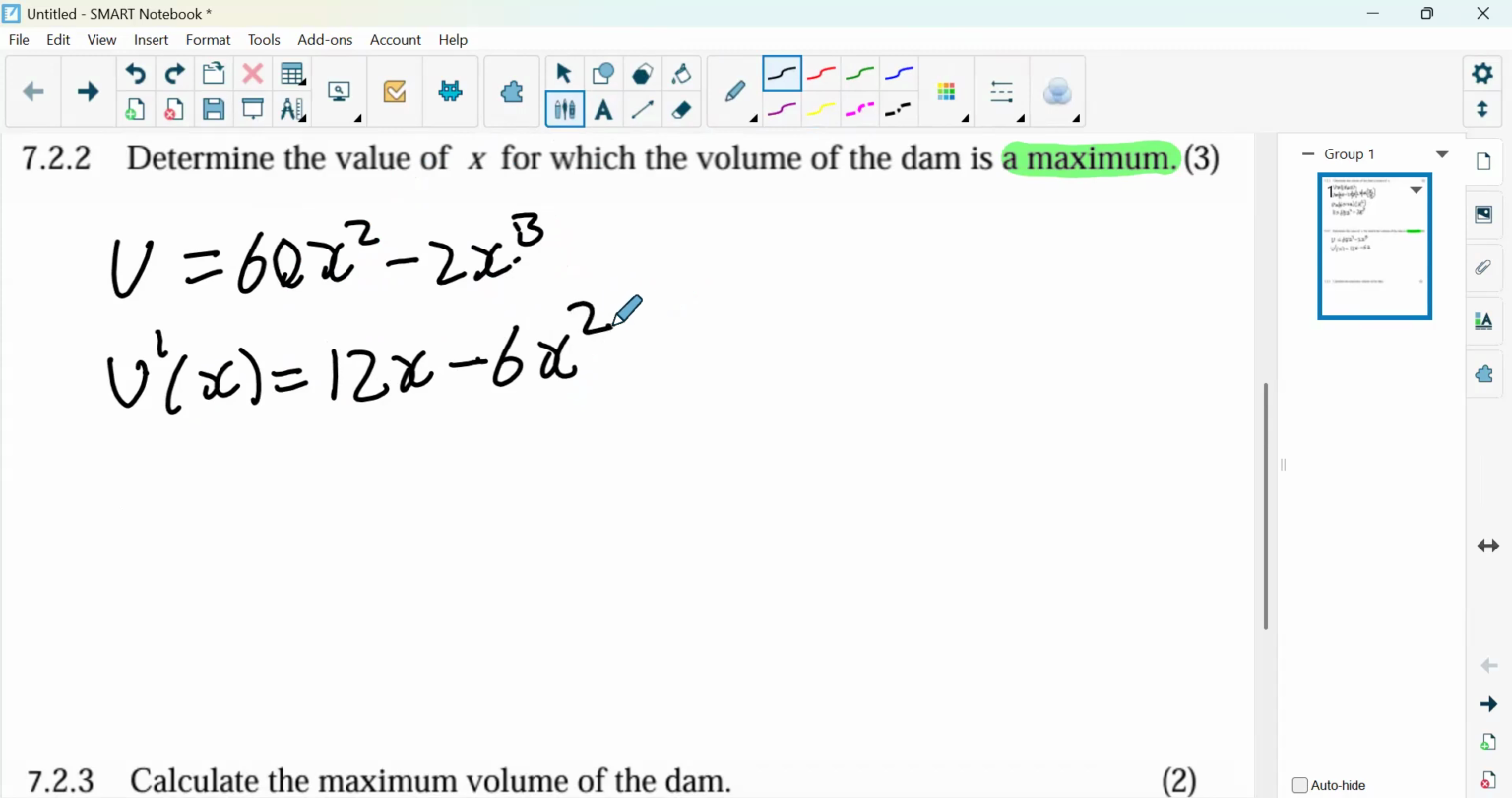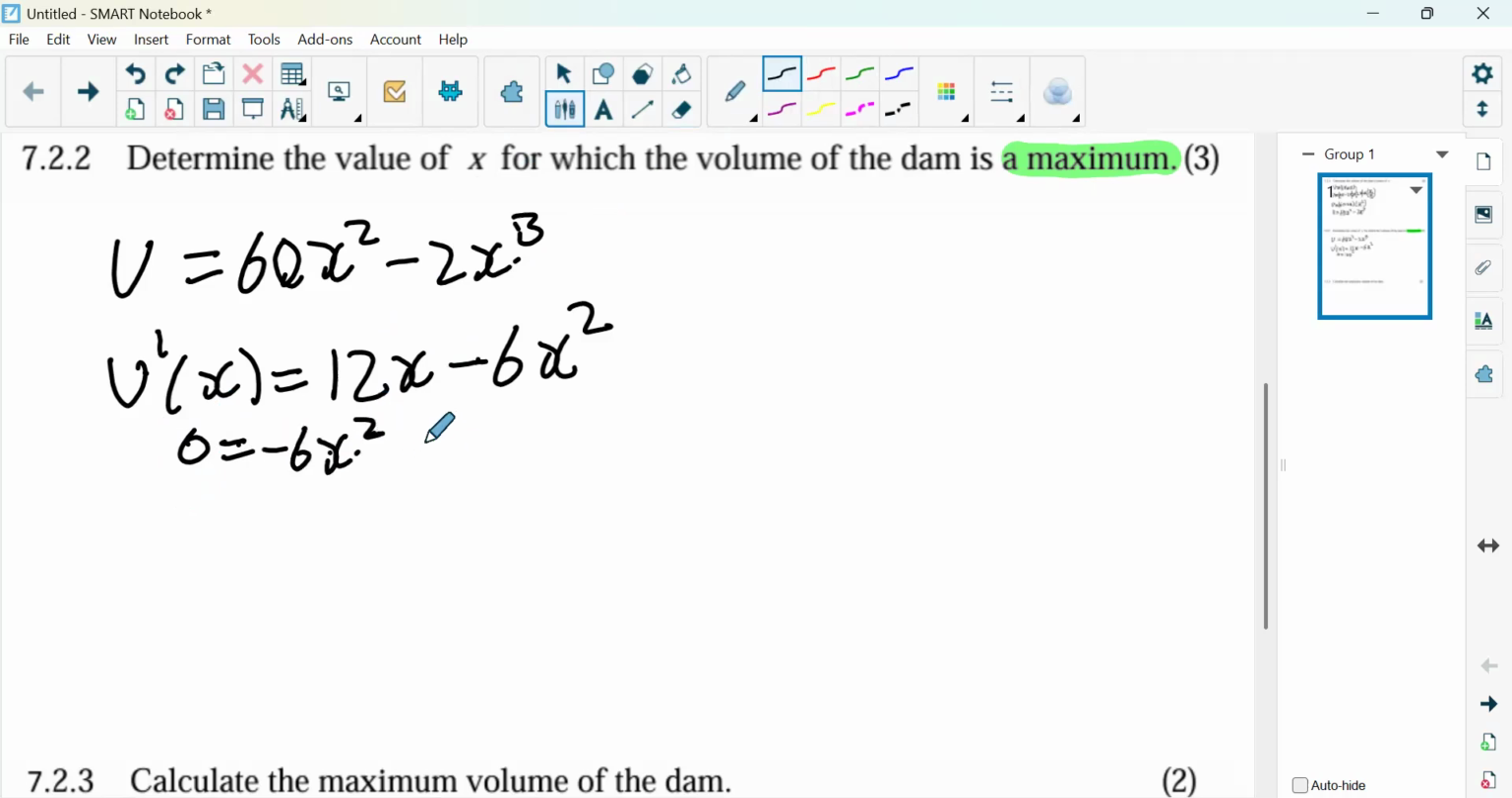X squared. The mistake that we can also make, guys, is to transpose everything to one side. But remember, this is a quadratic. Once you see a square, remember that after differentiating, you wanted to make the derivative of the volume equal to 0, because you're maximizing the volume. So I'm going to say 0 is equal to, and if you put it in standard form, we're going to have minus 6x squared.